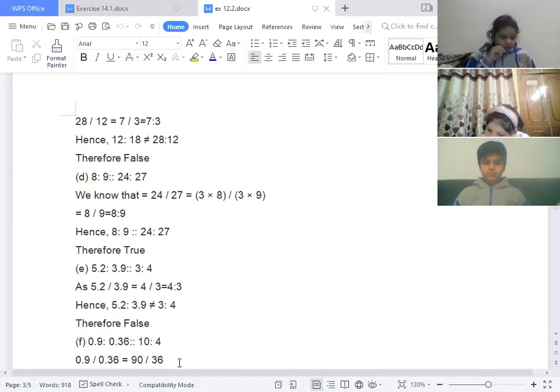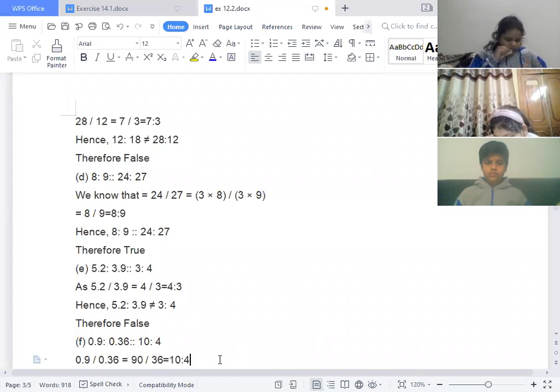Ma'am, we have to cut with the table of 18. 18 5s are 90. 18 2s are 36. Yes. 0.9 ratio 0.36 equals 10:4. Or 10: 2 fives are 10, 2 twos are 4. So the answer will be 5:2.